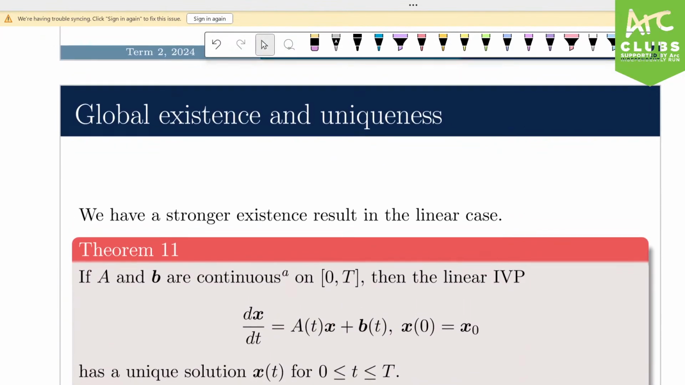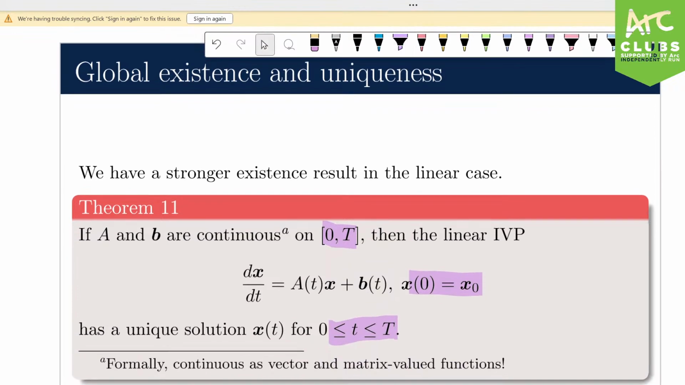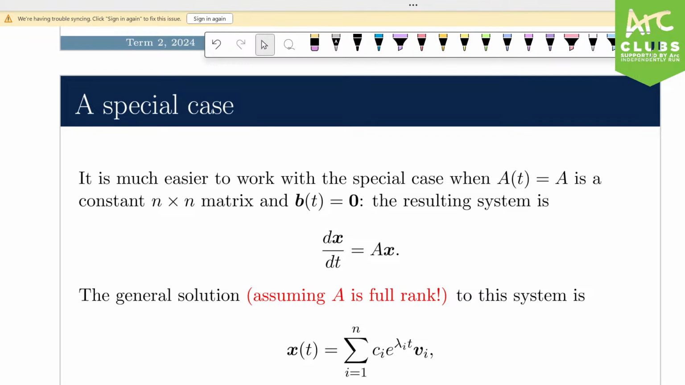So we've got a stronger sense of existence in the linear case, stronger than this Lipschitz thing that we just looked at. If A and b are continuous on some interval 0 to T, then the initial value problem, dx on dt equals A of t times x plus b of t with initial condition x of 0 equals x naught, has a unique solution on this interval. So we're going to try and build up from this. Again, it is nice when A is a constant matrix, and if b, our vector valued function, is 0, that's even nicer. We just get this really, really simple system here.